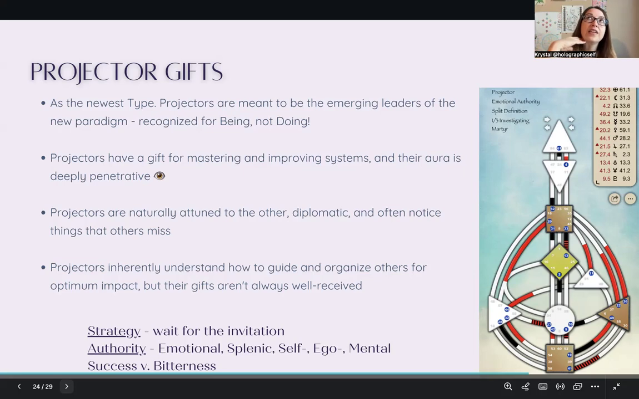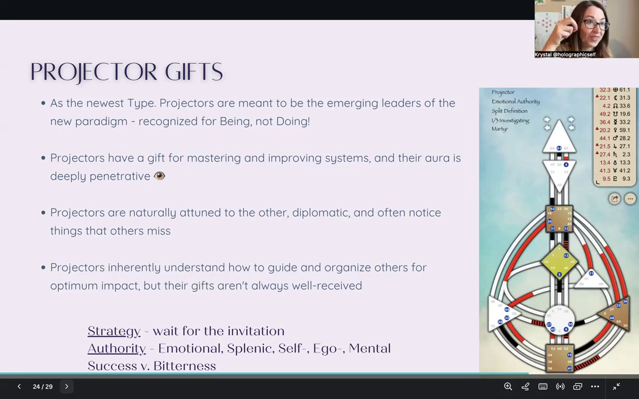I have to wait for the invitation to get out of bed in the morning or to do anything. Am I invited to start a new hobby? It's not that deep. The projector invitation has to do more with the big things in life: our relationships, job offers. Perhaps we only get an impactful invitation once every few years, or perhaps really only once in a lifetime.